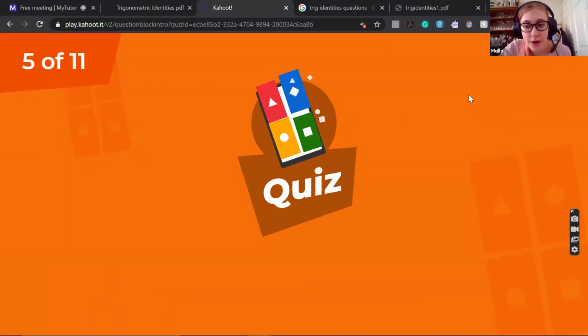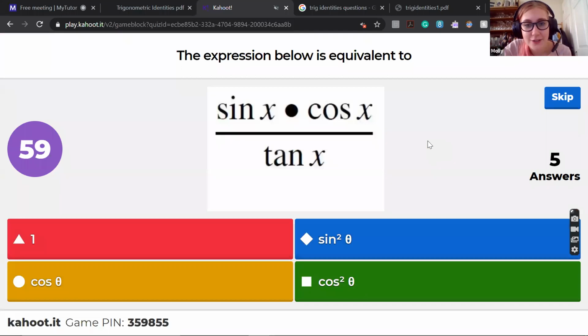Okay, halfway through. I'm really going to have to speed them up now so that I finish on time. That huge dot means multiplied by. So this is sine times cos over tan.